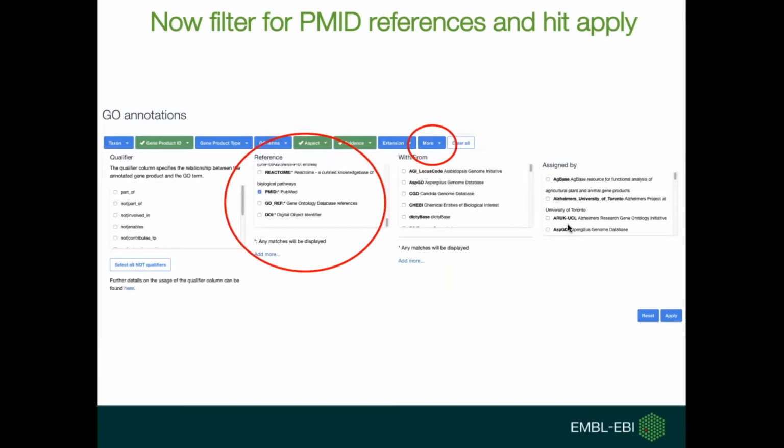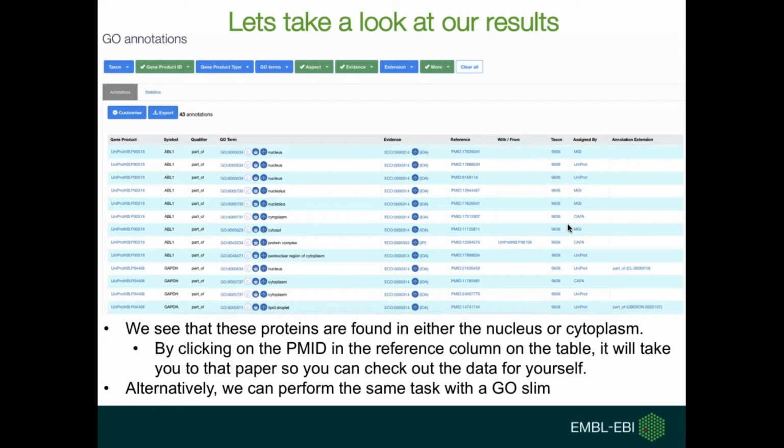Now we're going to go into the More filter, go to Reference, and scroll down for PMID. Once you've selected that, hit Apply, and let's go back to our annotation table and take a look at the results. So now we have 43 annotations backed by manual curation as well as papers. We see that most of these proteins are either found in the nucleus or the cytoplasm. And if you click on the PMID, it'll take you to the paper that actually provided that evidence.